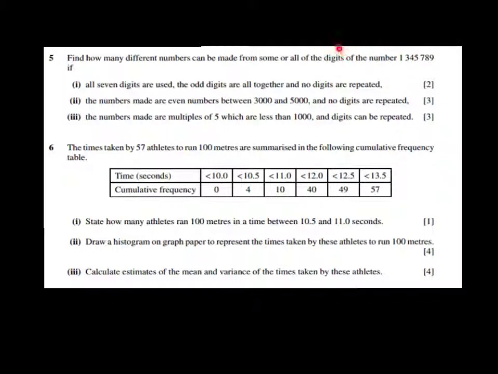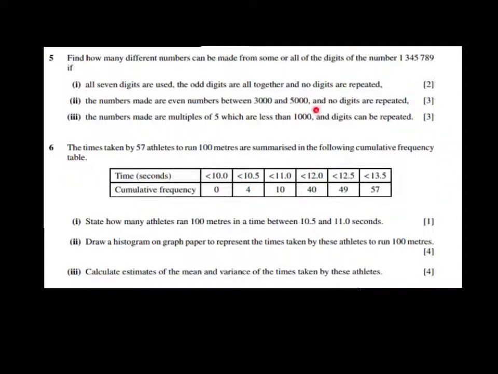So put those 4 together, which means you're only arranging that group of odd numbers plus the 4 and the 8. So it's only 3 groups that you're arranging. But then within that group of odd digits, you can arrange that 4 factorial times. So it's going to be 3 factorial times 4 factorial.